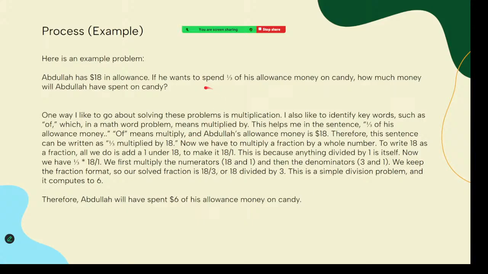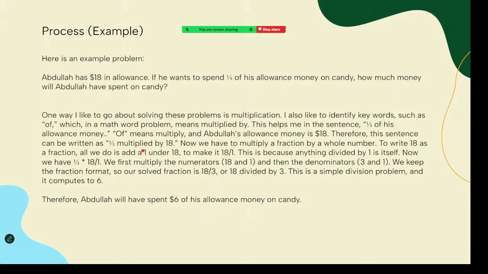You can see in this sentence he says if he wants to spend 1/3 of his allowance money, I can replace this word of by multiplied by. Of means multiply, and Abdullah's allowance money is 18. Therefore, this sentence can be written as 1/3 multiplied by his allowance money, which is $18. So, 1/3 multiplied by 18.